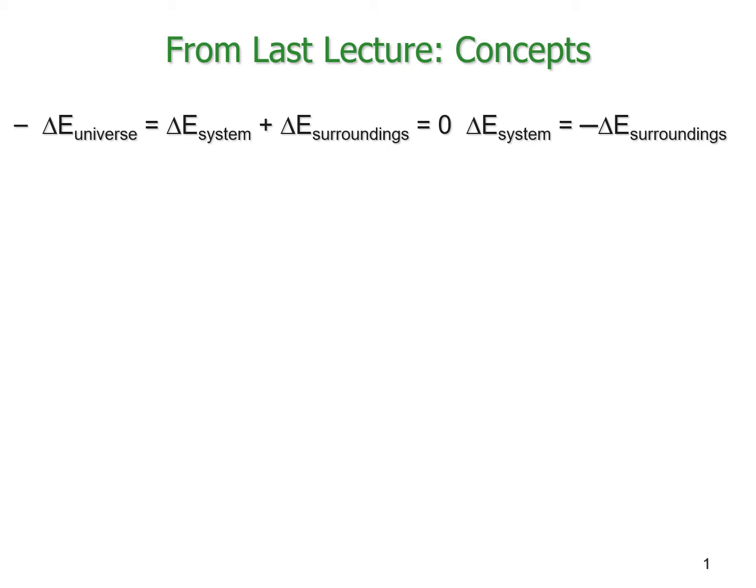So that leaves us the delta E of the system equals the negative delta E of the surroundings, which means the energy change of the system has the opposite energy flow with the energy change of the surroundings. So the negative sign here is very important because the negative sign tells us what direction of energy flow is if we want to compare this against something else.